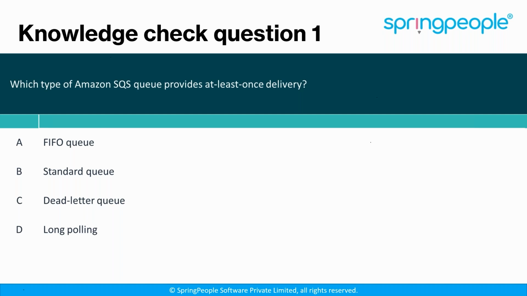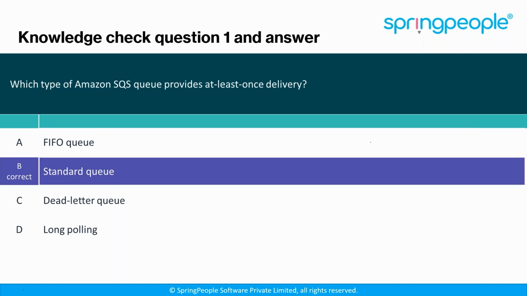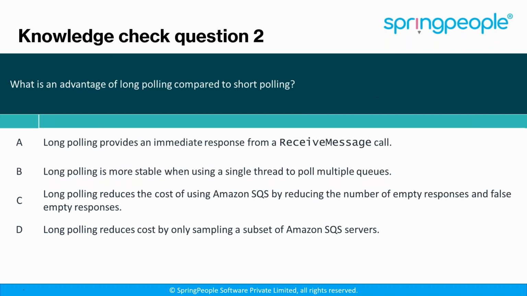Okay, so to answer this, with FIFO, we ensure that when we are sending our messages, the messages retain the order. They should be delivered in an orderly manner. Whereas with your standard queue, we ensure that at least it should be delivered once. Dead letter queue and long polling are entirely different topics. They have nothing to do with the type of your queue.